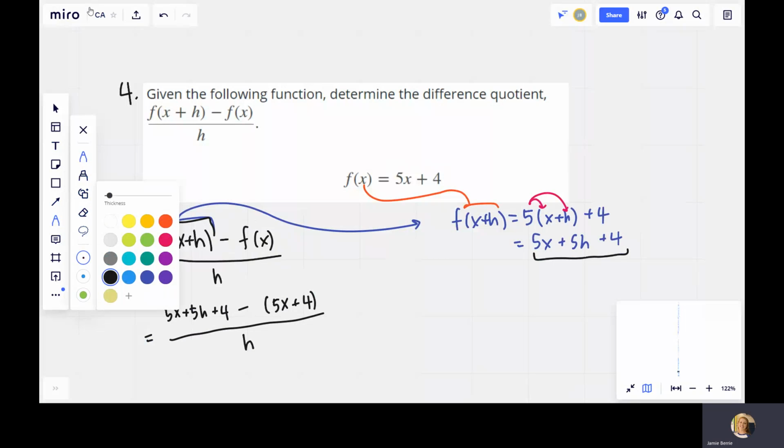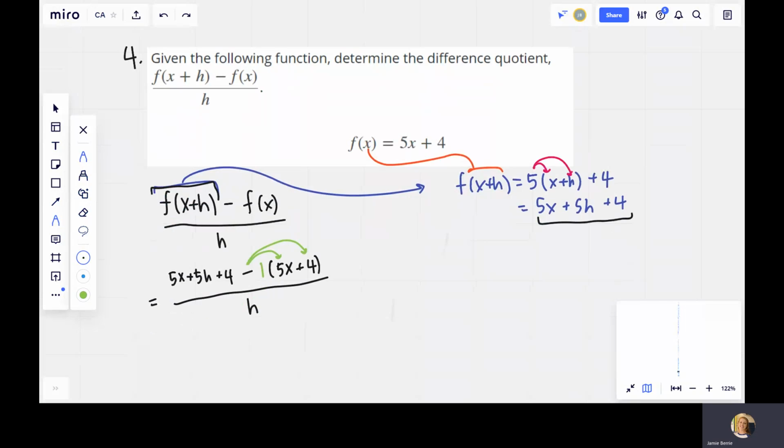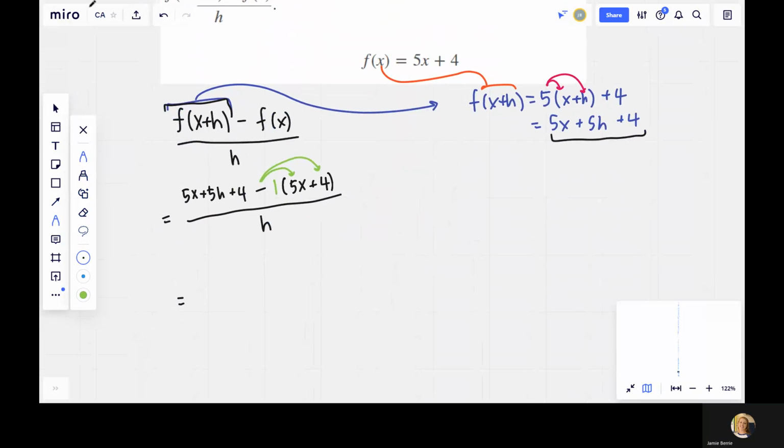Now we need to distribute the negative. So go ahead and distribute that negative there. Remember how we talked about before, you could put a 1 here if that helps you. You're really just multiplying through by a negative 1. So actually, let's write it down underneath it. All right, so 5x plus 5h plus 4, that's going to stay the same, minus, so that's going to be negative 1 times 5x is negative 5x. Negative 1 times 4 is negative 4, all over h.